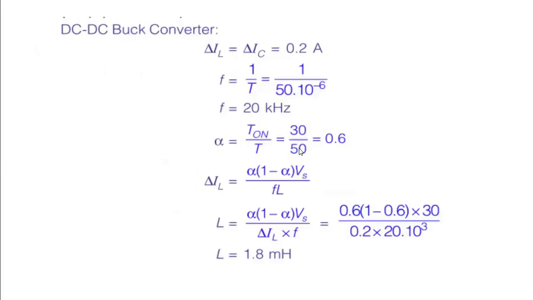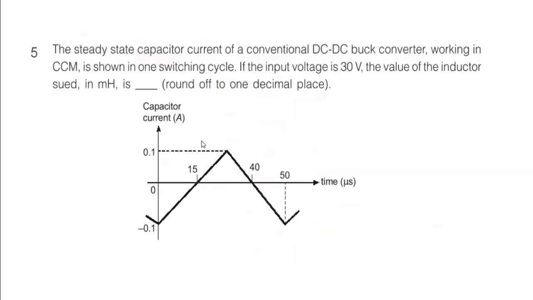This is the solution of the given problem. We are given the capacitor current waveform. For a buck converter, we can take del IL equal to del IC. Since the capacitor current is varying from minus 0.1 to plus 0.1, del IC, which is nothing but del IL, will be 0.2 ampere, because 0.1 minus of minus 0.1 is 0.2. So that is given here.